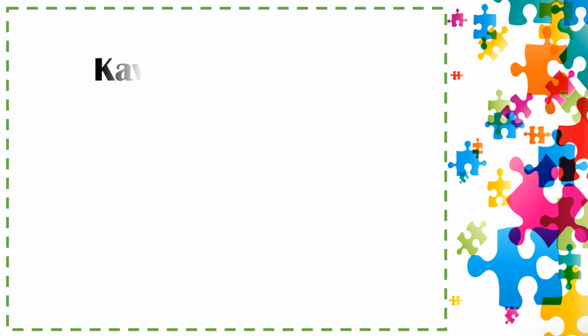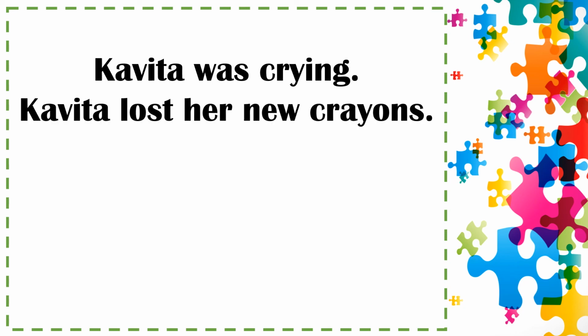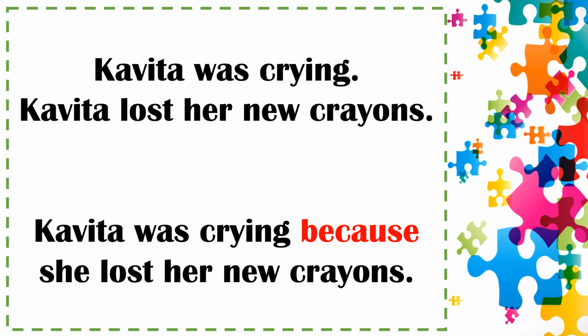Next, Kavita was crying. Kavita lost her new crayons. Again, the first part of the sentence is telling that Kavita is crying, the action that she is doing. And the second part of the sentence tells us the reason why she is crying. So, if we have to join these sentences, then again we will use the conjunction because and rewrite the sentence as Kavita was crying because she lost her new crayons.